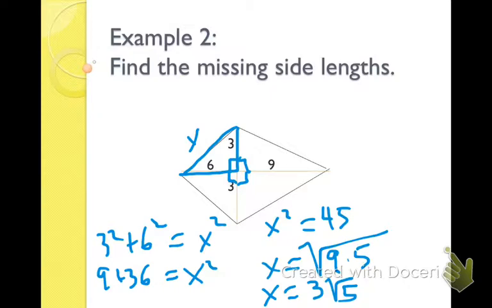Because of time, we're not going to do that calculation, but I could do the Pythagorean theorem with 3 and 9 to find the other side, right? And then I know these two consecutive sides. If this is 3 radical 5, this would be 3 radical 5, and these two would be the same as well.